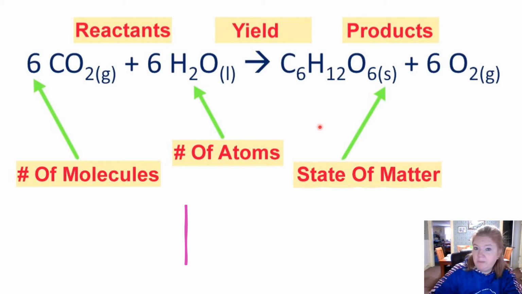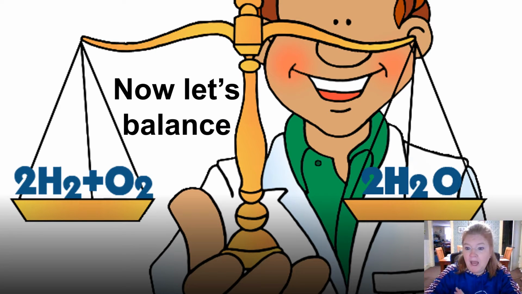All right, so kind of putting it all together, we have reactants on the left side, yield, products on the right side. We have subscripts, we have coefficients, which indicate the number of molecules, the subscripts indicate the number of atoms, and we have states of matter. Now, let's get to balancing. Are you ready?